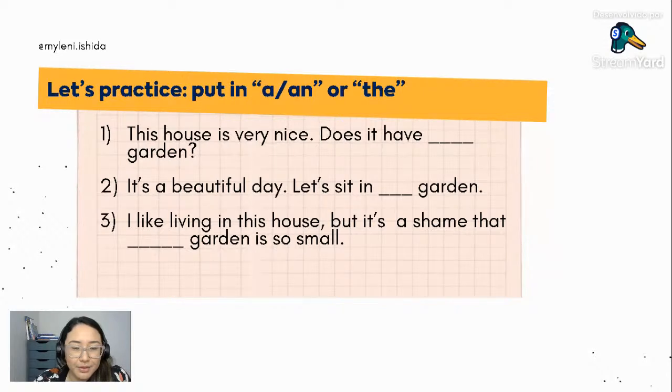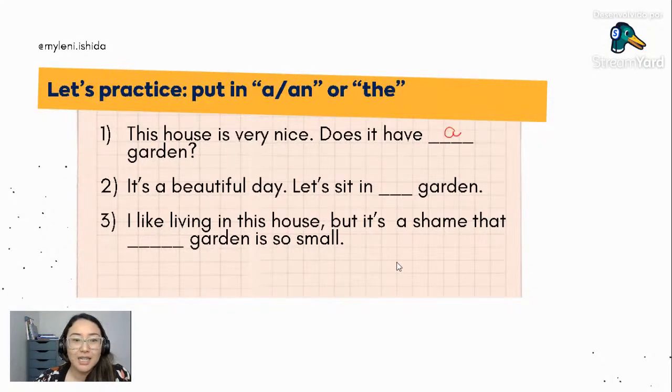Okay, so let's see it. This house is very nice. Does it have a garden? In this case, it's not a specific garden. Does it have any garden? This is what I mean.